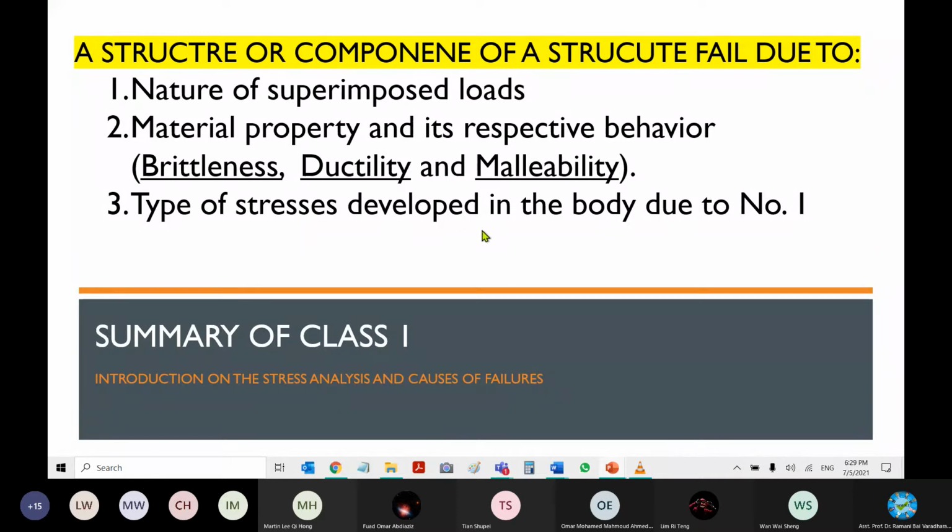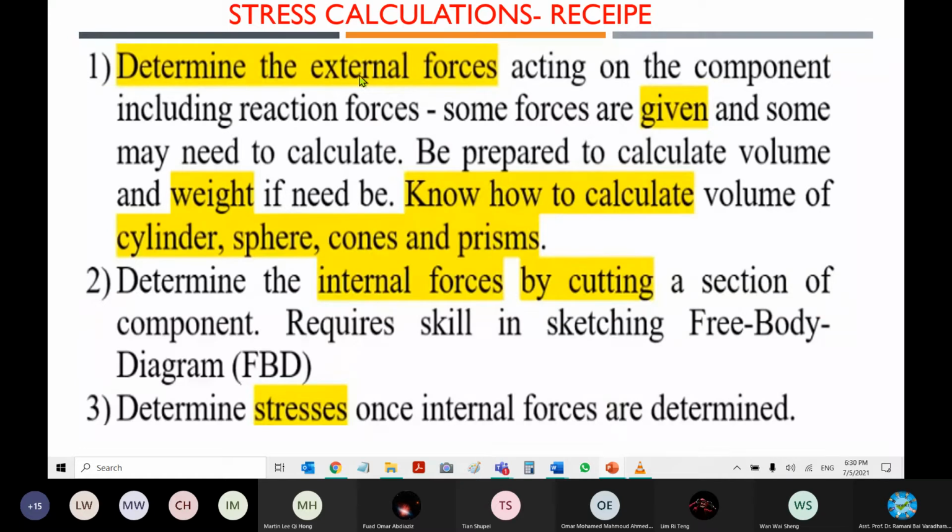Finally, the types of stresses developed in the body due to the load. If it is tension, tension stress; compression, compression stress; shear, shear stress, and so on. Okay, let's see one by one.